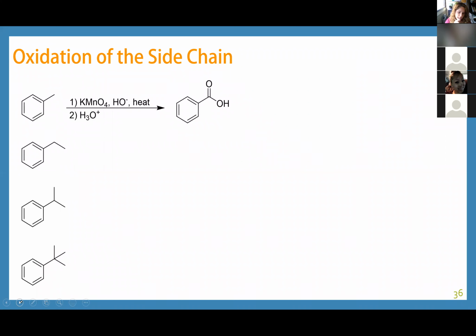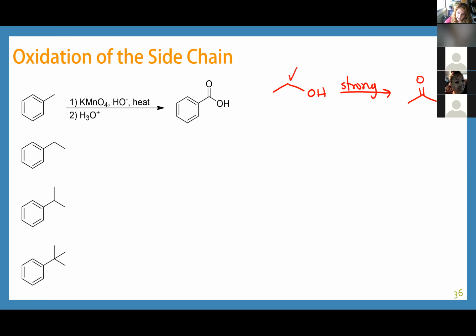This next reaction is really, really cool. This is just another oxidation, but in all of your previous oxidation reactions, you had to have an oxygen present. So we would take a primary alcohol and react it with a strong oxidant, such as potassium permanganate. And we would get a carboxylic acid. But we had to have an oxygen on that carbon already.